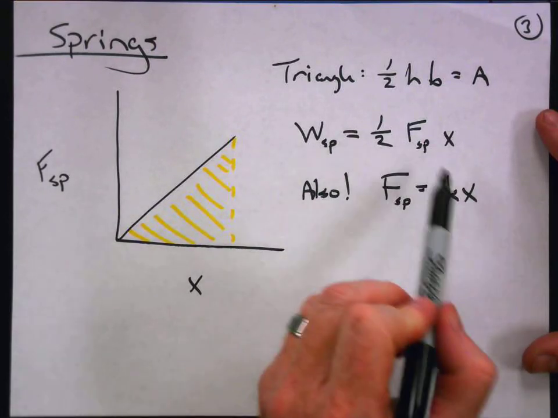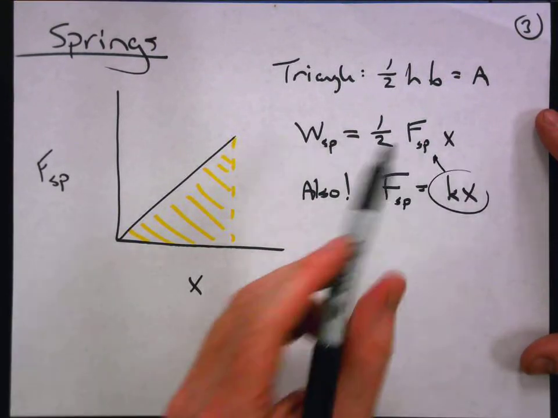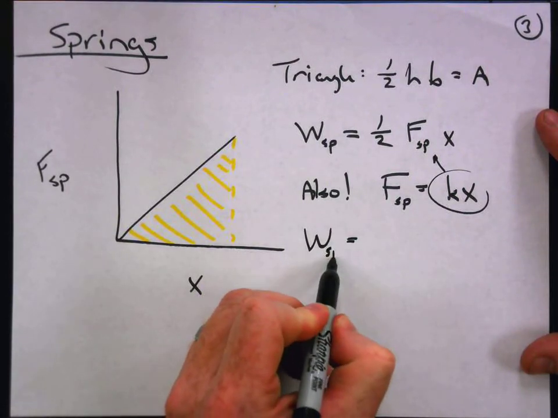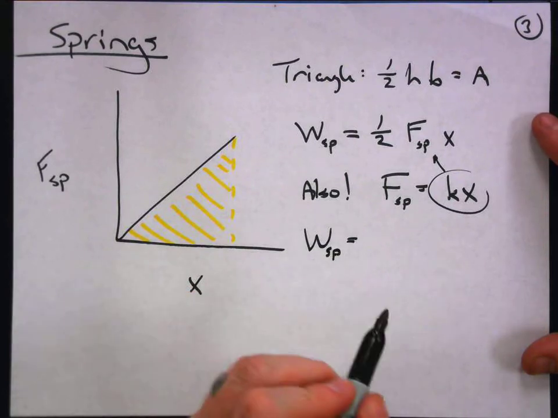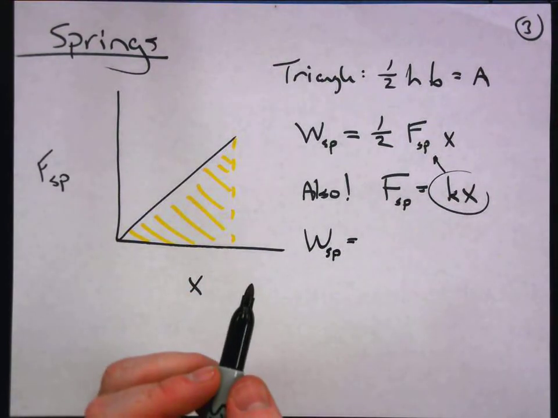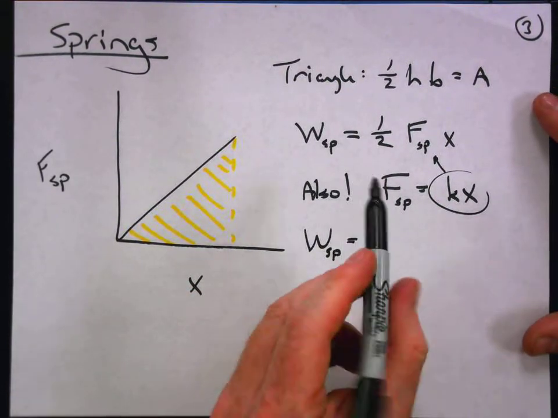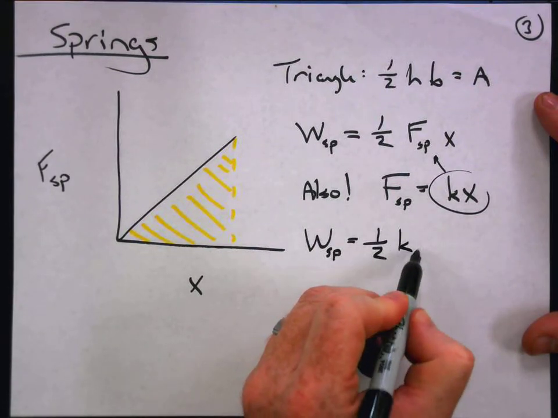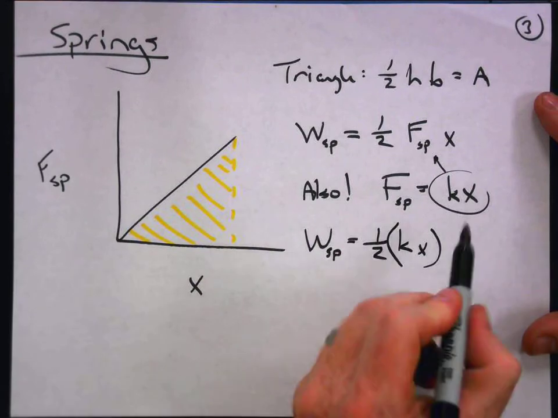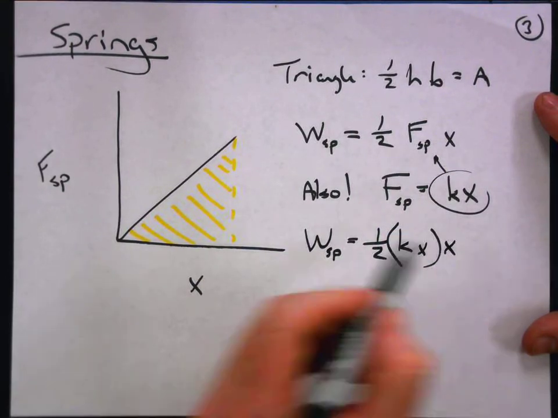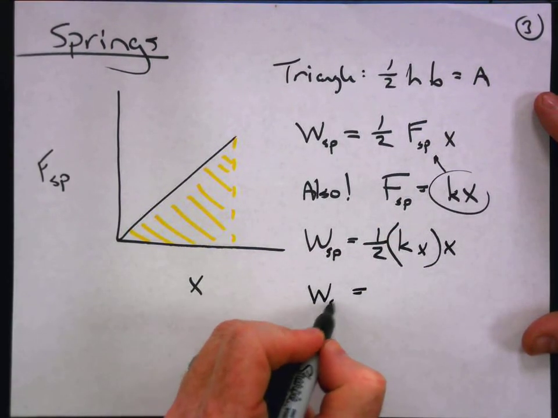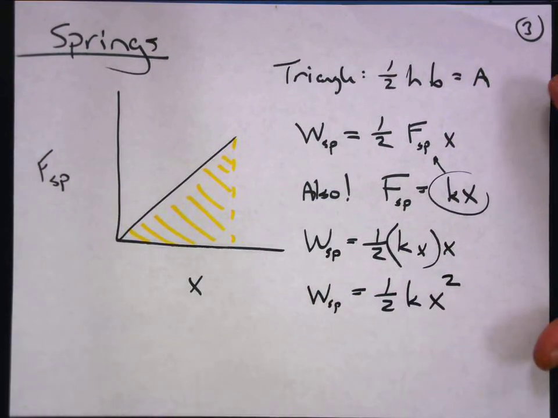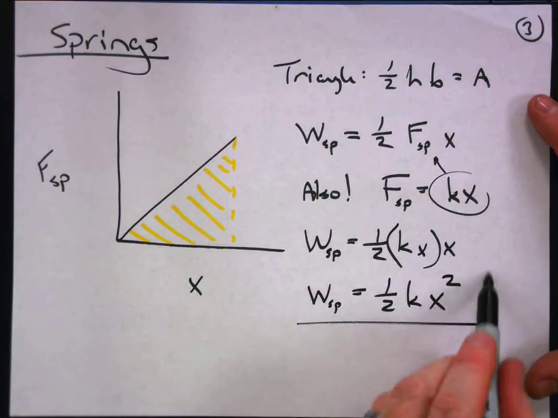What we're going to do though is substitute kx into that guy. Work done, let's say work done on the spring to stretch it or compress it, 1/2 kx, there's my spring force, times x, or 1/2 kx squared. Work done by a spring force.